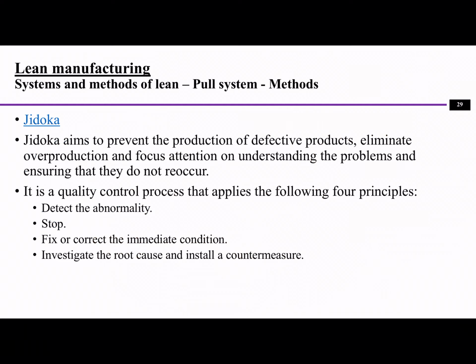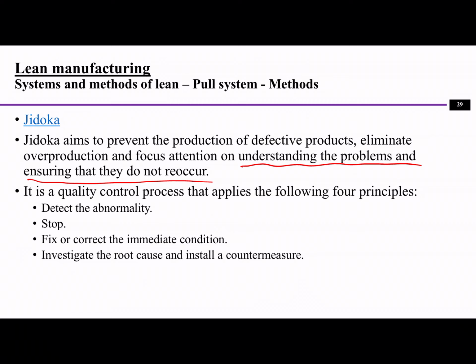Well, another method is called jidoka. There are a lot of Japanese words, right? Jidoka aims to prevent defective products, right? Or if any process has defects, then jidoka means you respond really fast to eliminate overproduction, by focusing on understanding what really happens at that time, right?